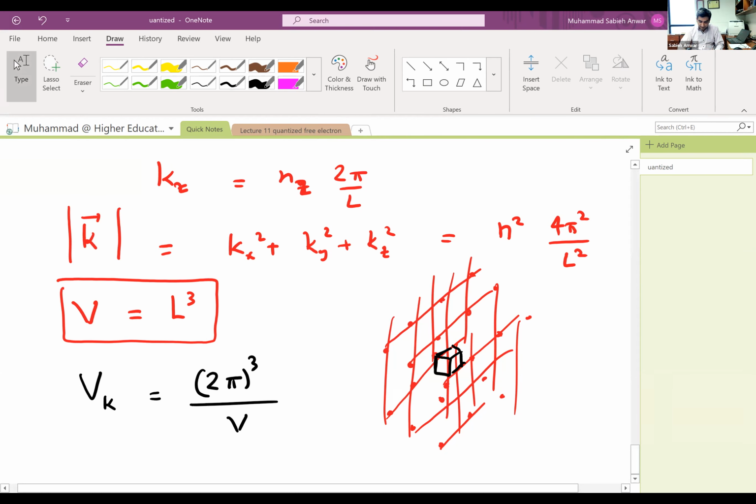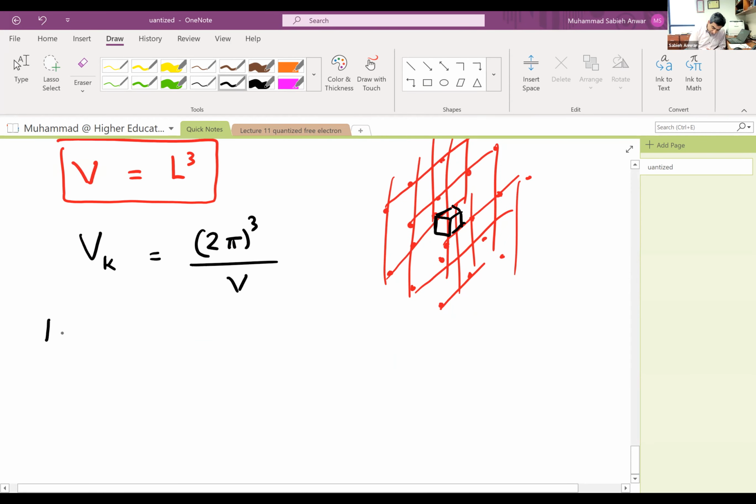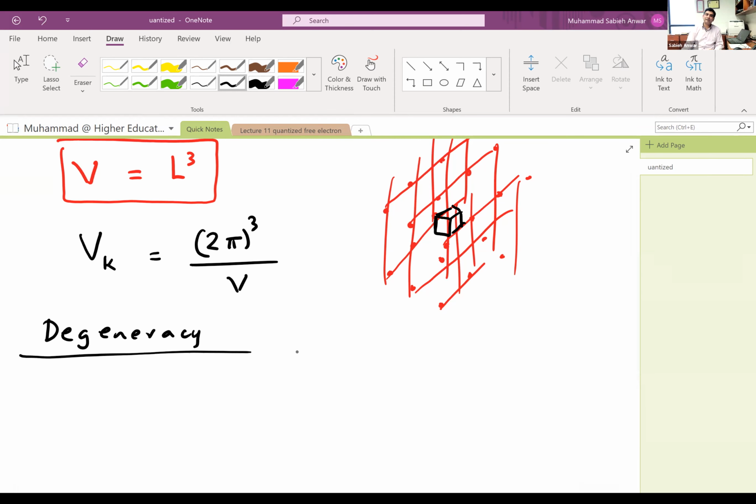Okay, and by the way, there is also this concept of degeneracy. There will be multiple K points. So if an electron has a certain wave number, we say that it exists on a certain k point. Okay, the k value tells us the energy of the electron. The k value tells us the momentum of the electron.